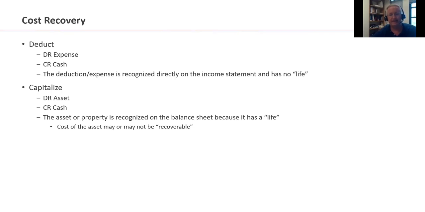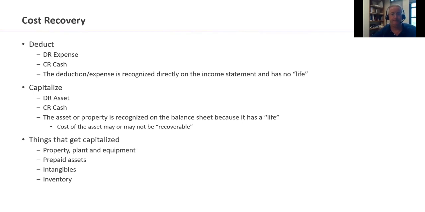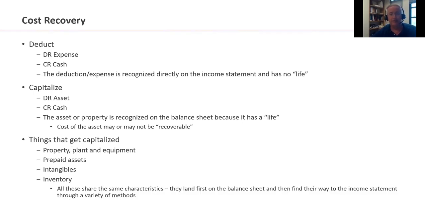Now, the cost of that asset may or may not be recoverable, depends on what it is. So the types of things that get capitalized: property, plant, and equipment, prepaid assets, which we've already talked about, some intangibles, and inventory is capitalized, right? We don't recognize the cost of inventory until we sell it through cost of goods sold. So all these share the same characteristics. First, they find their way to the balance sheet, and then ultimately to the income statement.